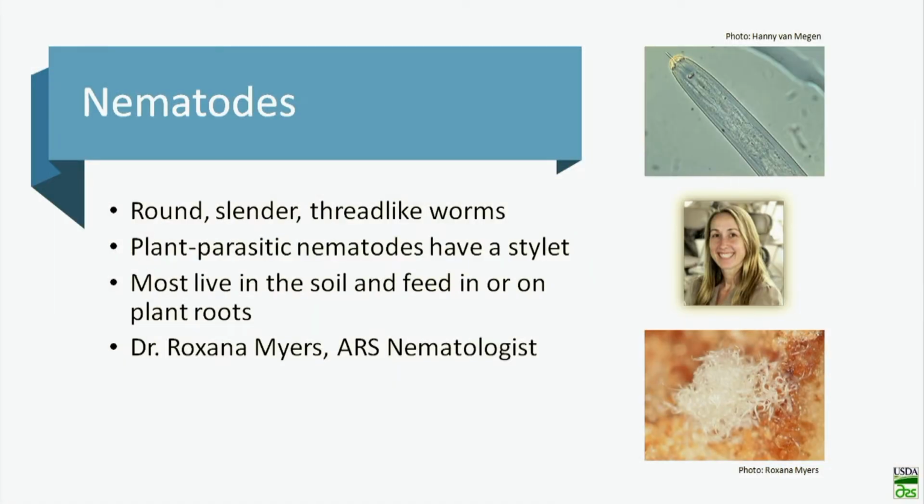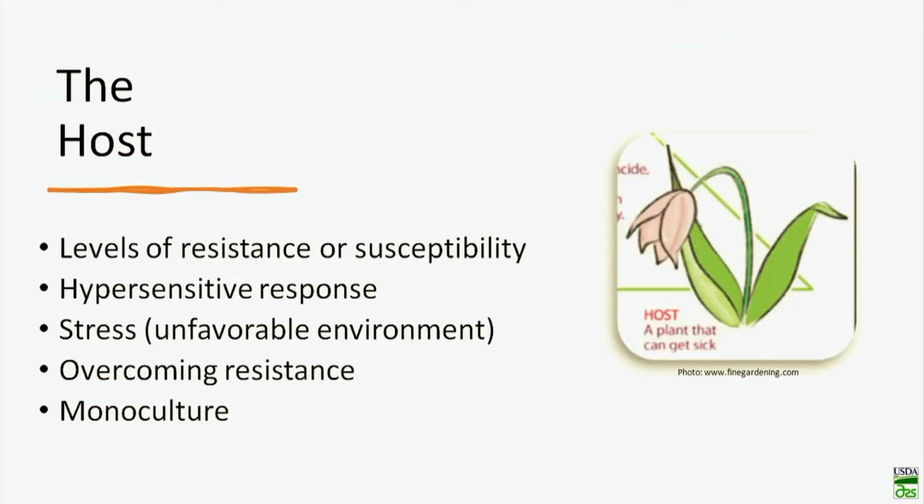Okay, nematodes are round, thread-like worms. The plant parasitic nematodes actually have a specialized mouth part called a stylet. They live in the soil, they feed in and on plant roots, and we are very fortunate to have Dr. Roxana Myers as our resident nematologist who will answer all of your questions.